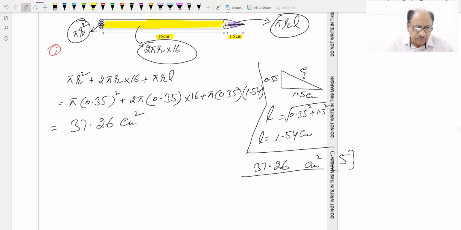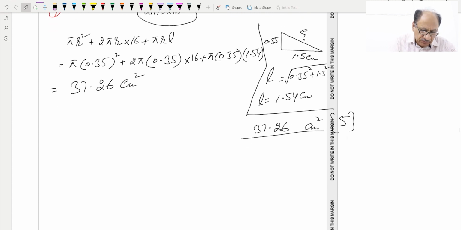Now for the second part, they are saying calculate the volume of the solid. So we need to calculate the volume. For volume, what we'll be doing is taking pi r squared into h.